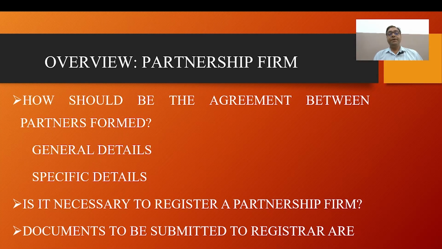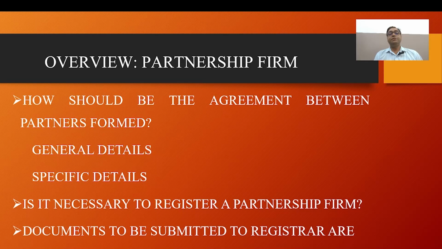We will discuss this in more detail. The deed may include the name and address of all the partners, the nature of the business, the date of starting of business, the capital to be contributed by each partner, and the profit and loss sharing ratio among the partners. Apart from these specific details, certain specific clauses may also be mentioned to avoid any conflict at a later stage.